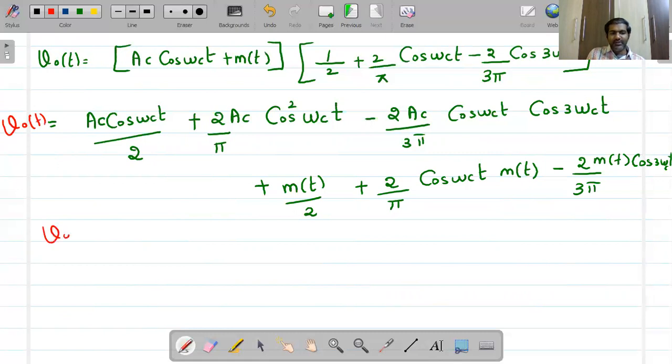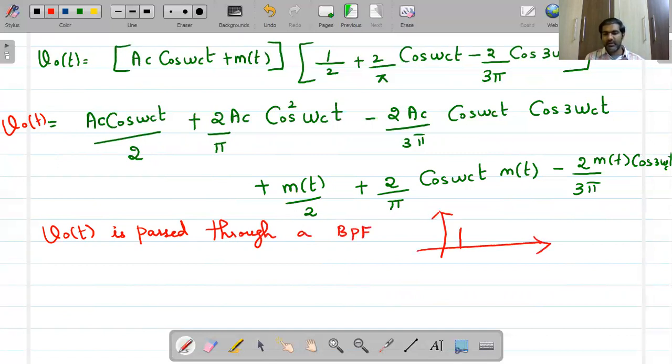So this V naught of t is passed through a bandpass filter. Correct or not? Passed through a bandpass filter, and you know the characteristics of the bandpass filter is this. The center frequency is fc, with fc minus fm and fc plus fm. The reason is you want to produce a double sideband full carrier. This is your bandpass filter. So let me examine this. See, Ac cos omega ct by 2.